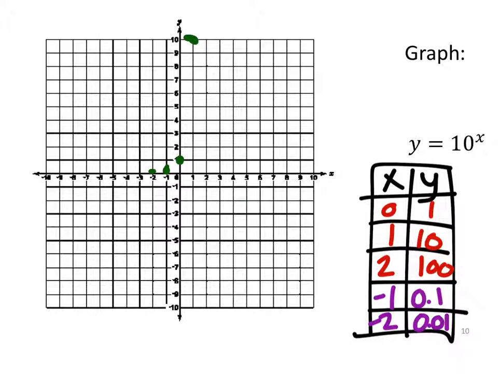Let's go ahead and graph this line then. Something like this. And then this one goes up really fast. It's not perfect, but it will do.